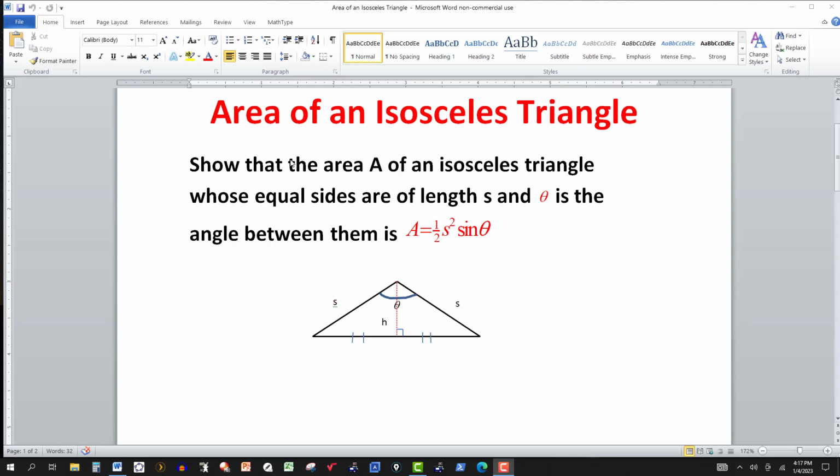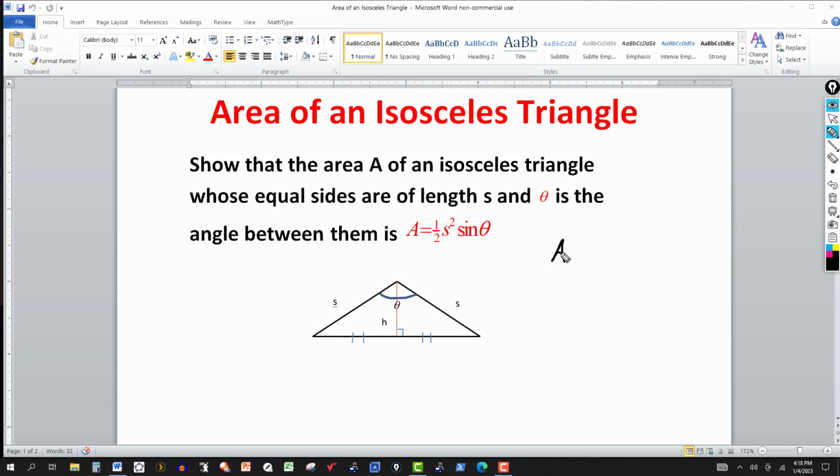In this video, we're supposed to derive a formula for the area of an isosceles triangle. So we have: show that the area A of an isosceles triangle, whose equal sides are of length S and theta is the angle between them, is given by this formula: 1/2 the side squared, or the product of the two sides, times the sine of the included angle.